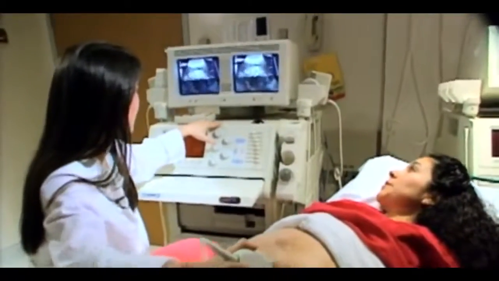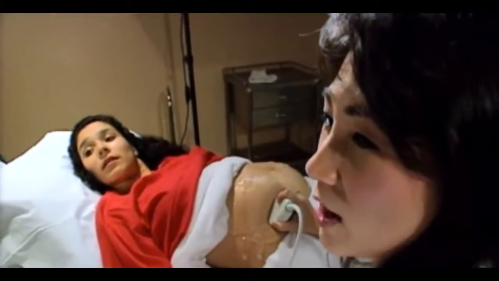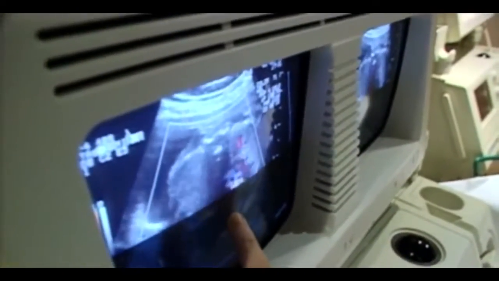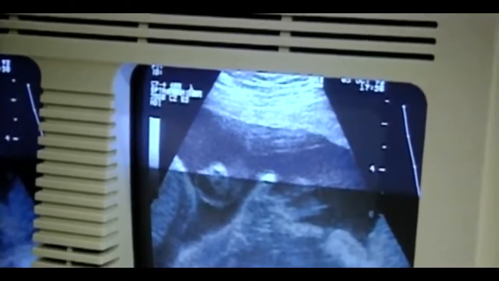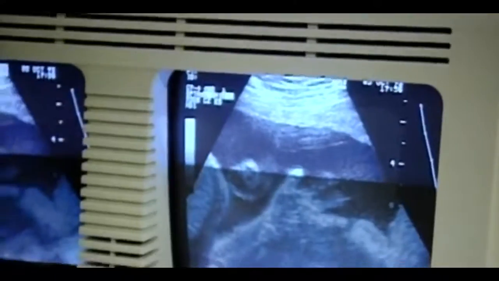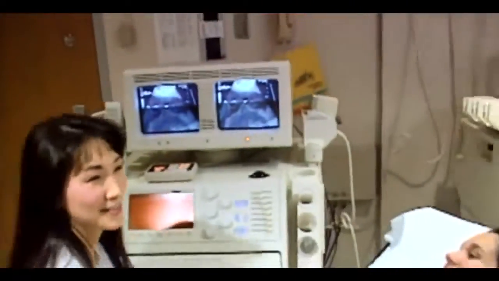Again, using sound, take a look at the blood flow in the baby's heart. See this color, blue and red? Right there, that's just showing the blood flow in the baby's heart. Dina, look at the baby's hand. It's waving goodbye right here. Bye, baby. Bye-bye, baby. That's a nice shot of the hand.